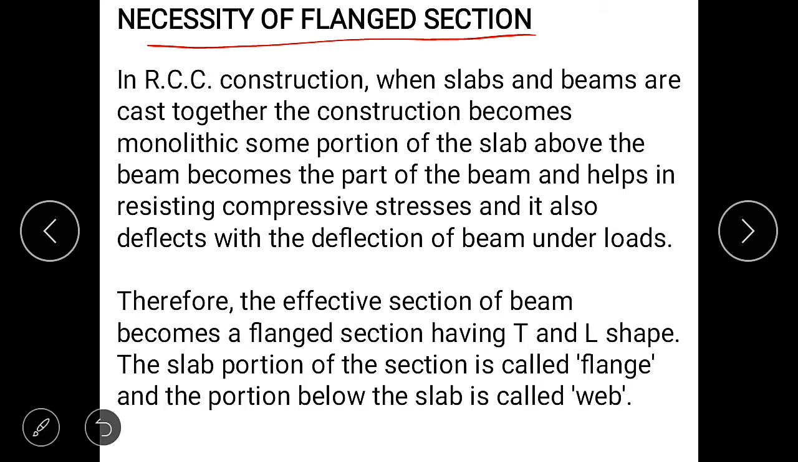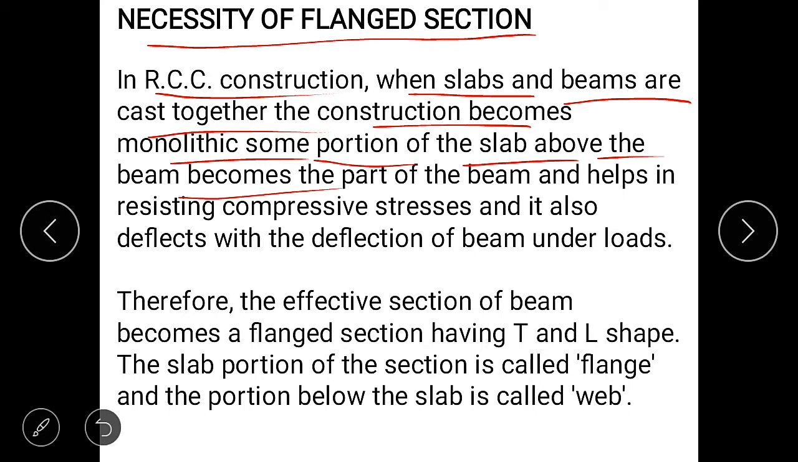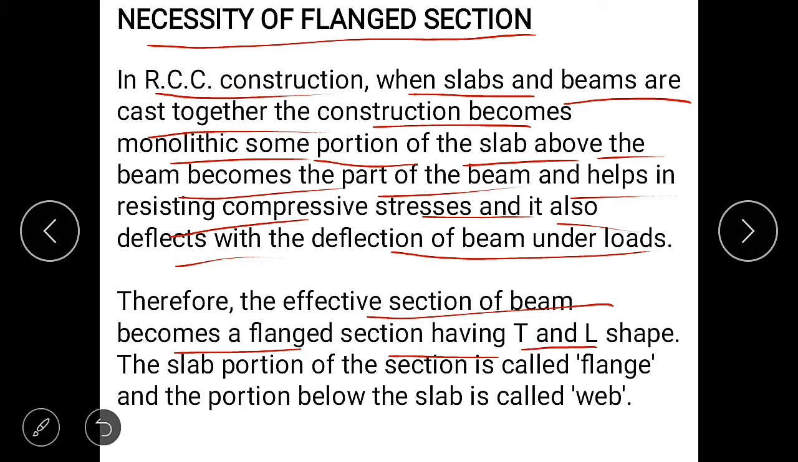Why the necessity? In RCC construction, when slab and beam are cast together, the construction becomes monolithic. When we cast slab and beam at the same time, it is called monolithic. The portion of the slab above the beam becomes part of the beam and helps in resisting compressive stresses, and it deflects with the deflection of the beam under load. Therefore, the effective section of the beam becomes a flanged section having a T or L shape.